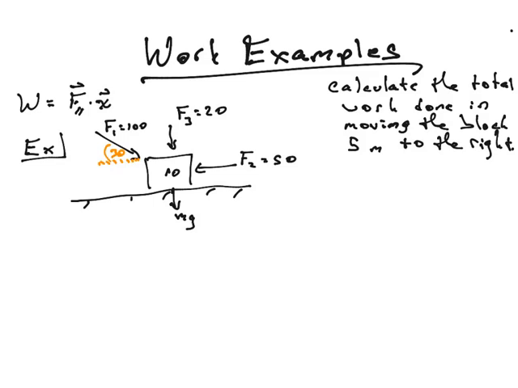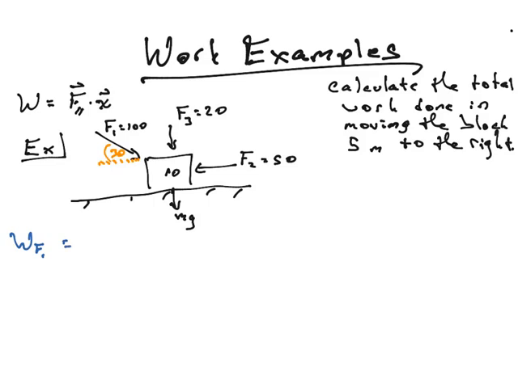We want to calculate the total work. So we have two ways of thinking about it. We can either calculate the work for each individual force and then add up all the works together. Or we could find the total work all at once by adding up the forces together and multiplying by the distance. Let's do the first, just for fun. Let's take the work done by F1.